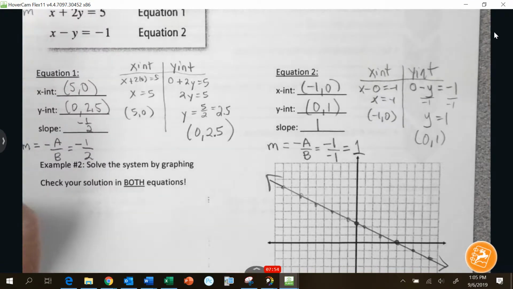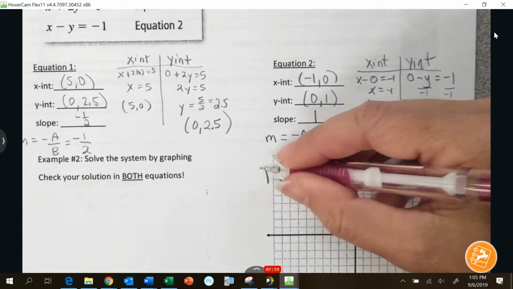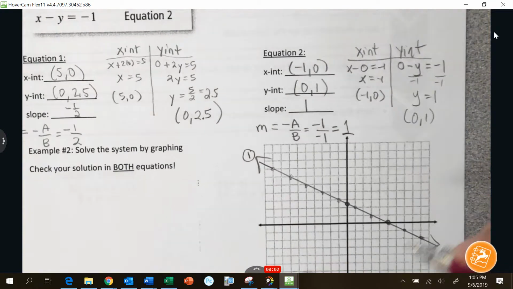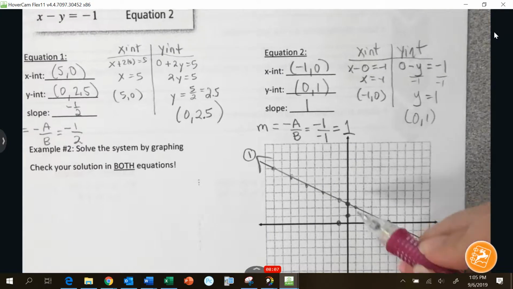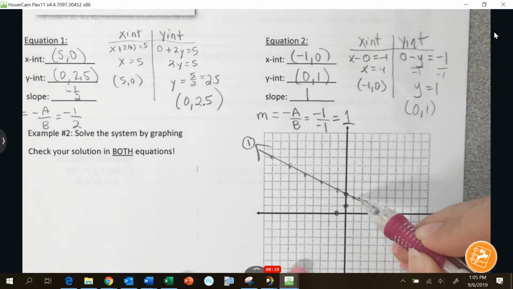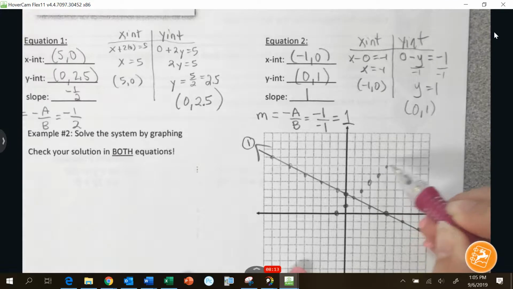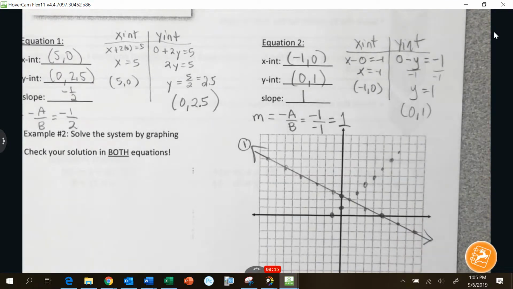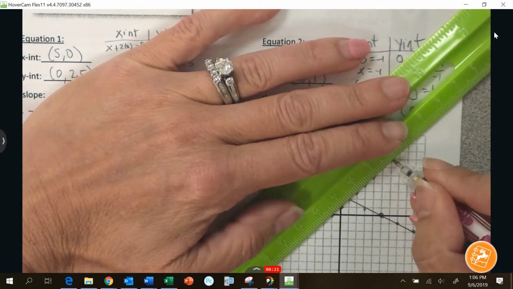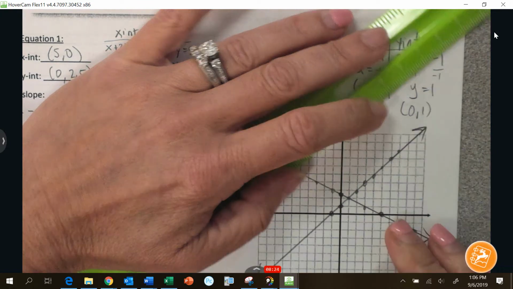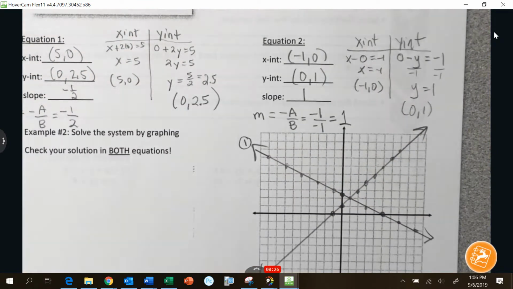Okay, so we'll graph at -1, 0. Now let me just label this as equation 1. -1, 0, 0, 1. And then we're going to use our slope of 1, which is up 1 over 1, up 1 over 1, up 1 over 1. Follow the pattern. Use a straight edge. When you're not done, don't turn the page.